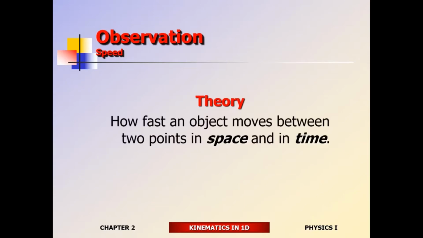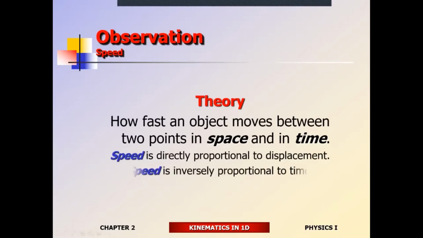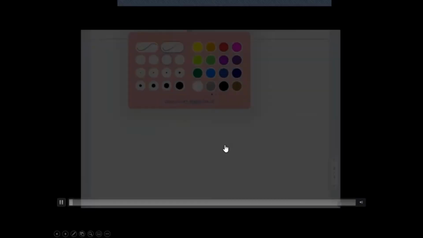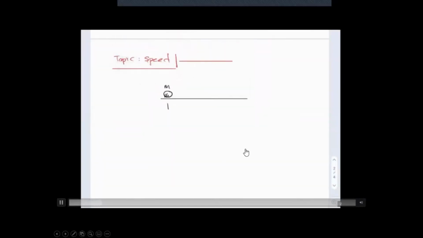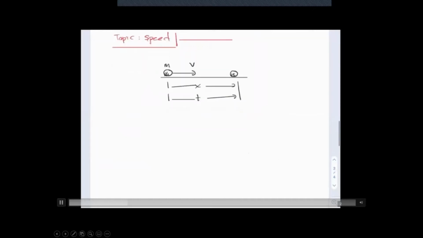So speed: how fast an object moves in space and in time. For a given time, say 20 minutes, the guy who's driving faster is going to end up traveling further away, right? So speed is directly proportional to distance or displacement. And for a given distance, say about 30 miles, the guy who's driving faster is going to take less time to get there. So you've got this inverse relationship between speed and time. That's pretty much how you start out formulating these concepts.